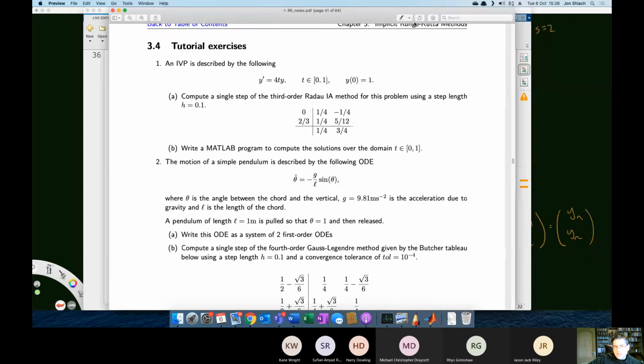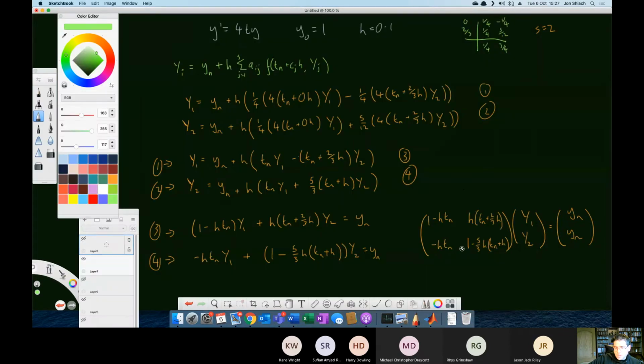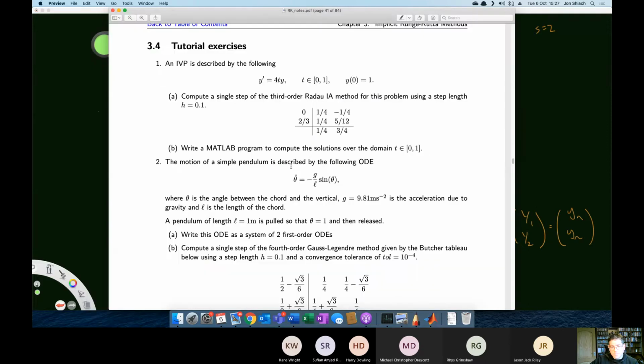So that was actually a very easy, believe it or not, ODE to solve. It was easy because when we look at our stage value calculation, we had a linear system. Now that's not always going to be the case. Also, the one we've just done was a single ODE. When we look at systems of ODEs, it gets a little bit more complicated.